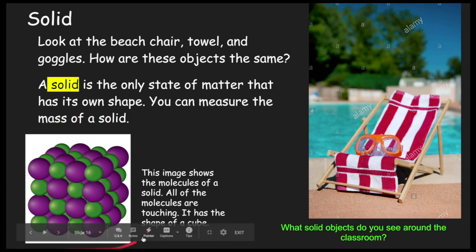Okay, so let's look at this picture down here. This picture shows the molecules of a solid. And as you can see, it's the shape of a cube. Every single one of these little particles is so close together that they're touching and they make a shape. That is exactly what's going on with these solids. These solids have a ton of little tiny molecules holding them together, pushing against each other with a force. That's why it's a solid.